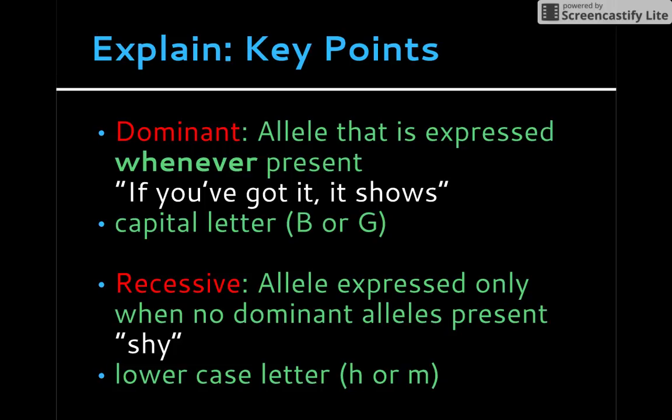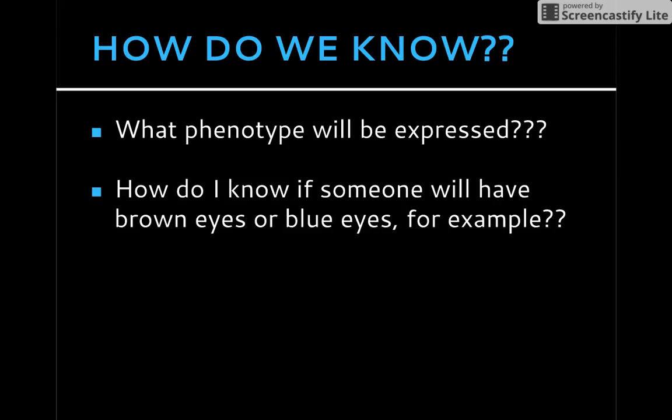So recessive gene, the allele expressed only when no dominant alleles are present. Like if you're shy. Little, lowercase letters are the recessive genes. Right here, little h or little m, those are lowercase, those are recessive genes. Now, how do we know what phenotype will be expressed? How do I know someone will have brown eyes or blue eyes, for example? Let's find out.